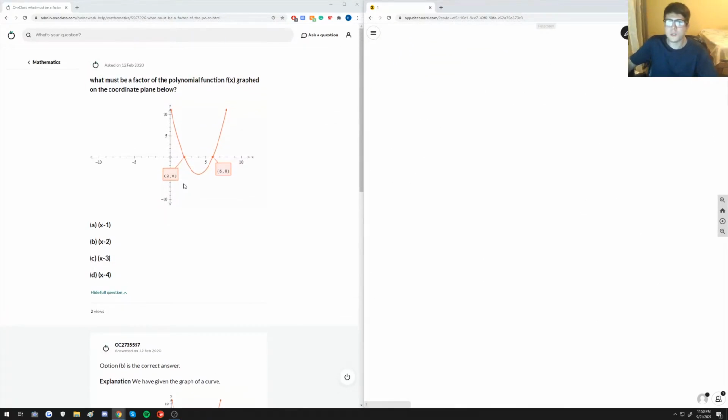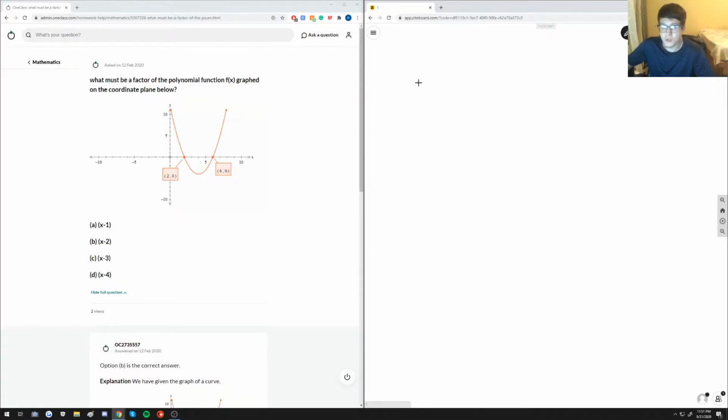Alright, so for this next question, we are trying to determine what must be a factor of this polynomial function f of x graphed on the coordinate plane as shown right here. So the first thing that we can observe are the roots of the parabola, right? We know that every single parabola can be written in a form where you can explicitly write it as a product of its roots, if possible. So if those roots exist. So in this case we have two roots. We have one root at x equals 2 and another root at x equals 6.